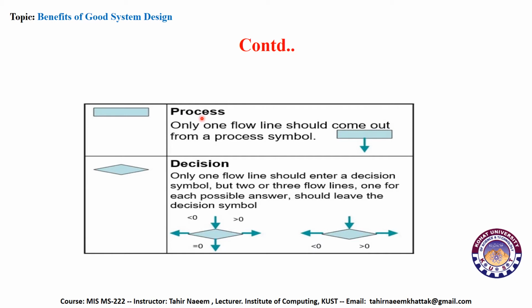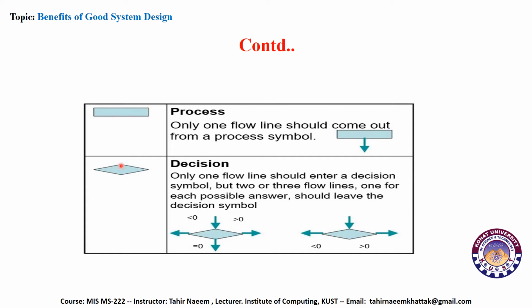Process. A process basically represents the manipulation of data. Only one flow line should come out of the process symbol. So whenever a process is done, there is one result. Just to give you an example, when you add two numbers, 2 plus 3 is 5, there is only one result coming out of this process. There are different things you may want to manipulate, and the result will be only one, and only one arrow must come out of it. No more than one arrow must come out of the process. And this is the normal symbol used to represent the process.